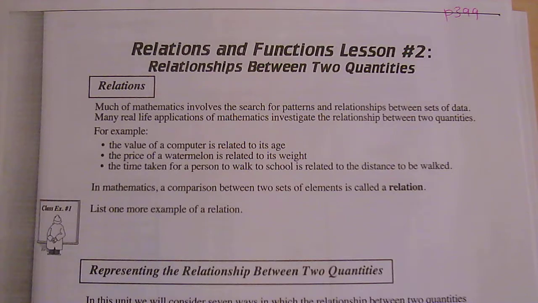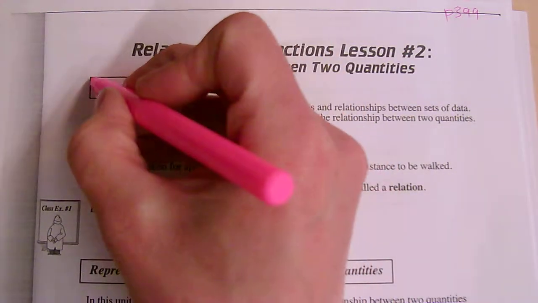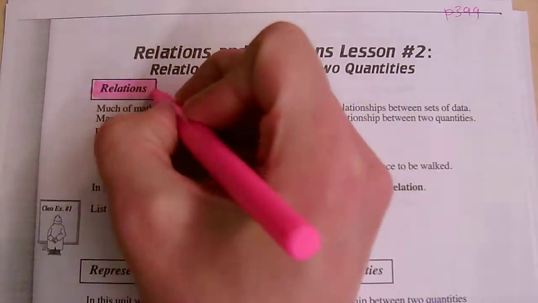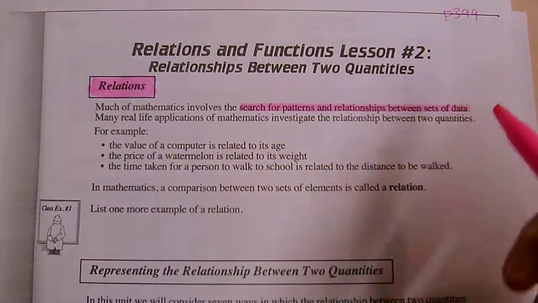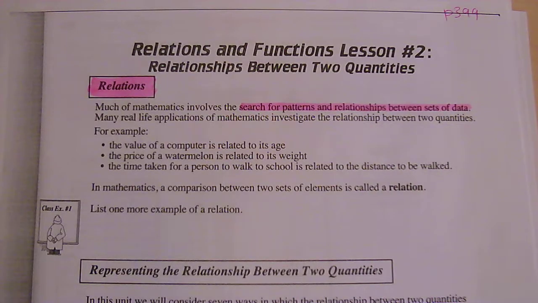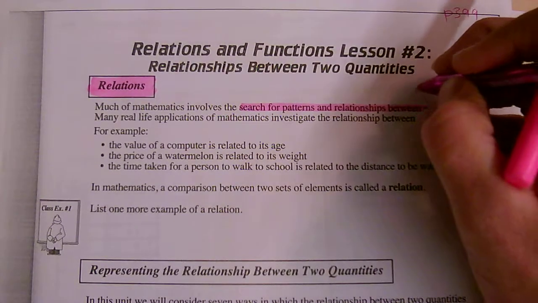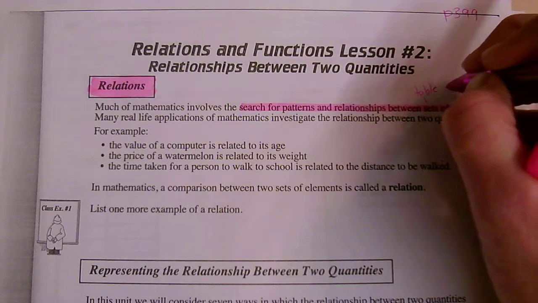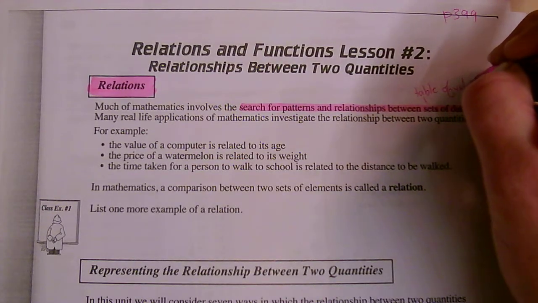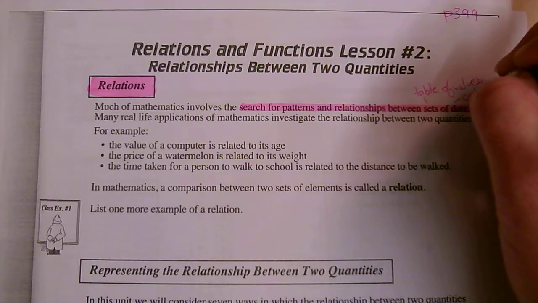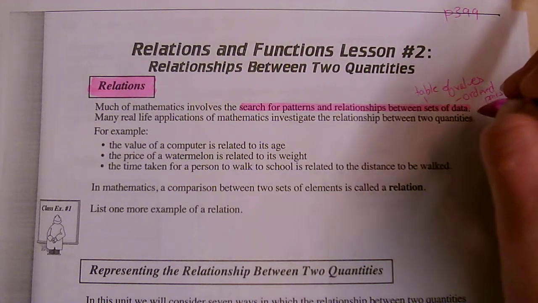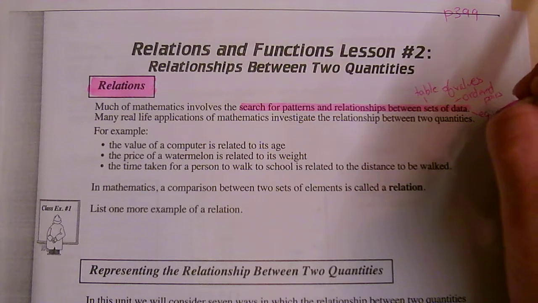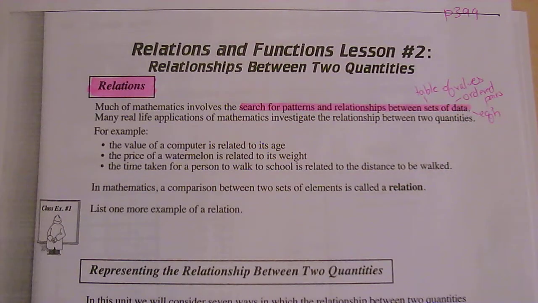So, relations. Much of math involves the search for patterns and relationships between data. So the search for patterns and relationships between sets of data. So if it's a table of values that the data is given to us as, or ordered pairs, okay, or maybe it's an equation itself.